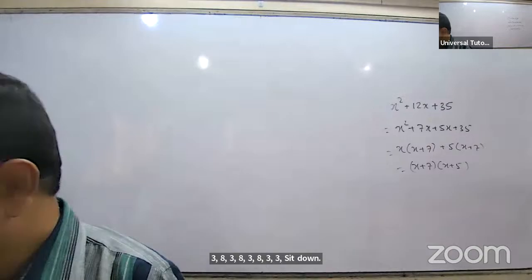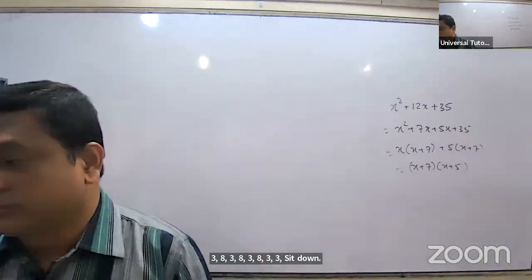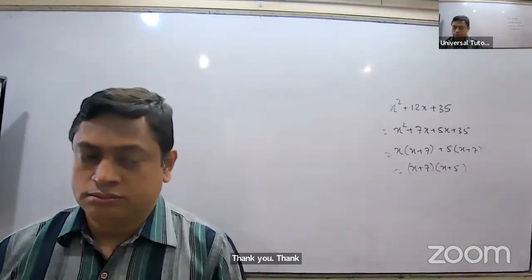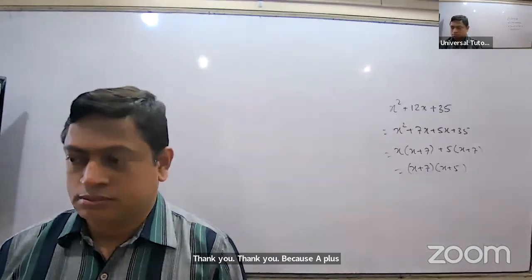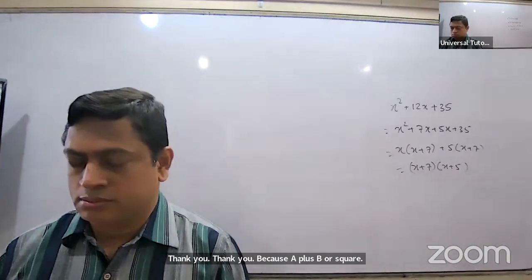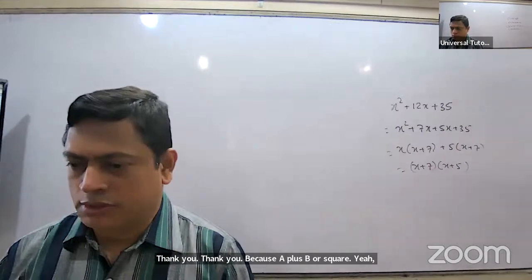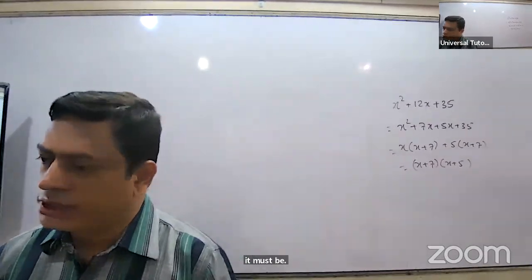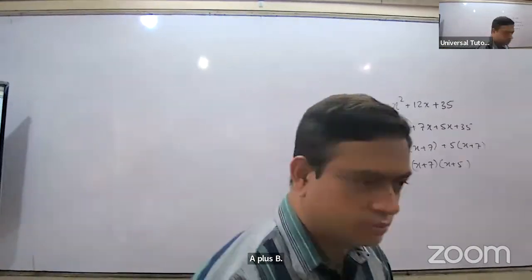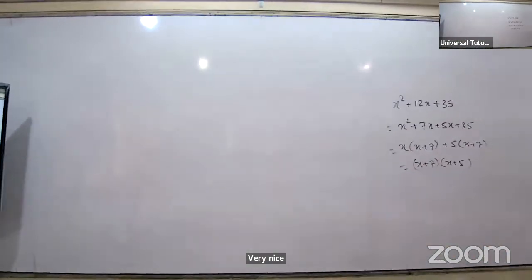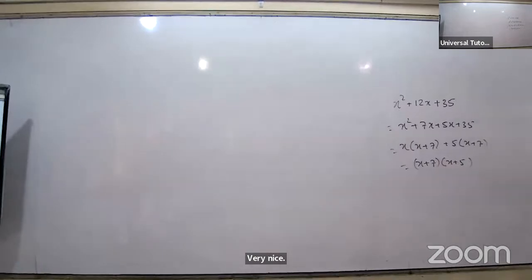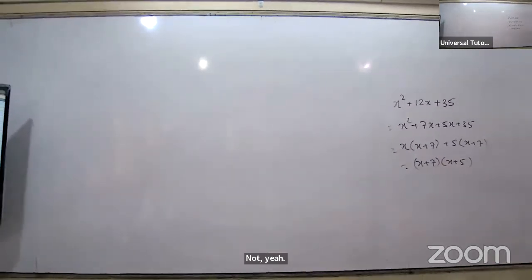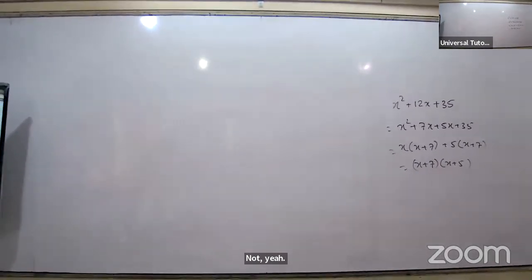Learn. Yes. A minus B all cube. A cube minus B cube minus 3AB, A minus B. Or another form: A cube minus 3A square B plus 3AB square minus B cube. Sit down. A cube plus B cube. A cube plus B cube is A plus B into A square minus AB plus B square. A plus B all cube. Very nice. You learn now? Yes, sir. A plus B all cube.